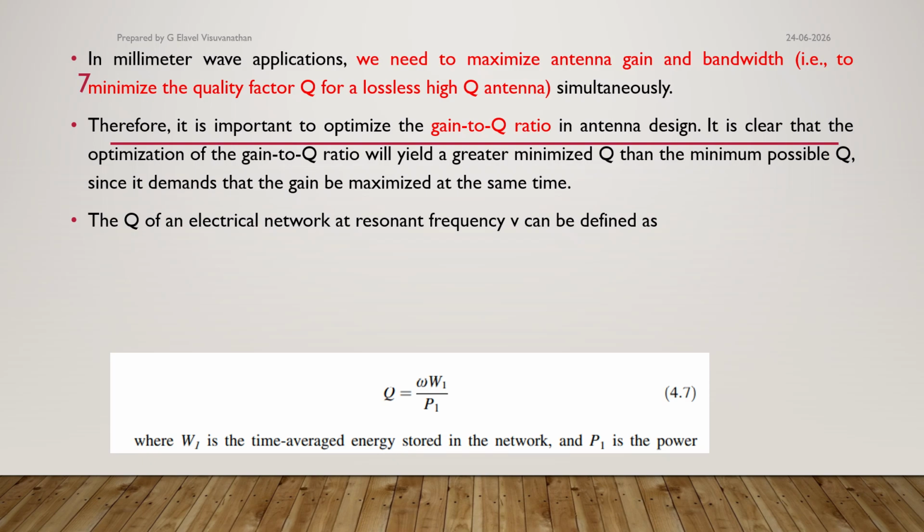Q is equal to omega W1 over P1. So W1 is nothing but the time average energy and P is nothing but power.